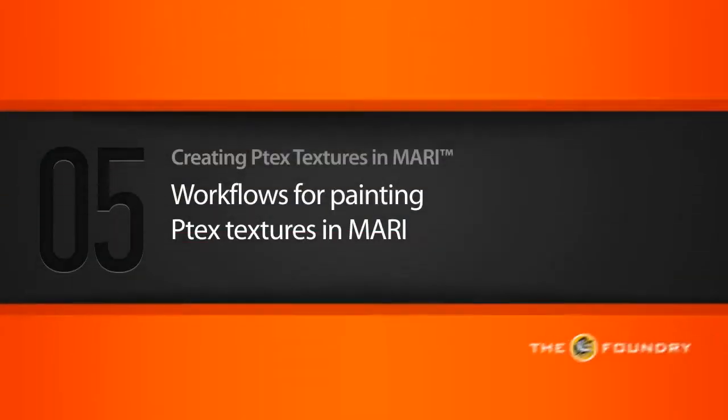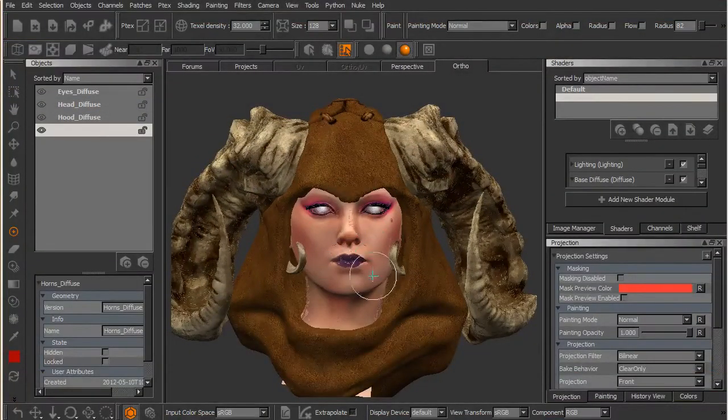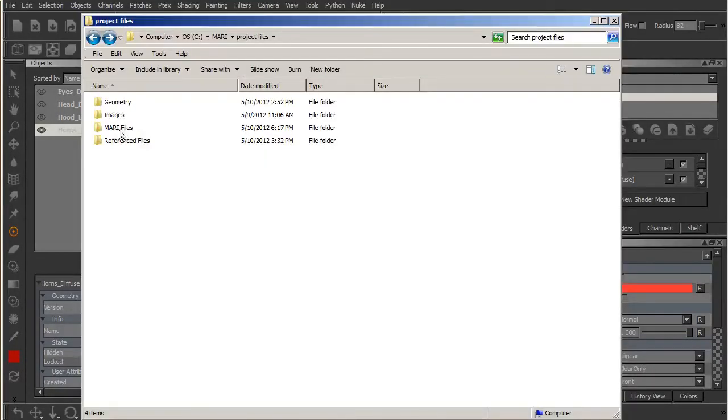In this lesson, we'll learn a little bit about the process of painting our textures in a Ptex project instead of a UV-based project. Alright, so I have the lesson 05_begin Mari archive open here. If you want to check out your project files for this course, you'll find that in the Mari files folder here.